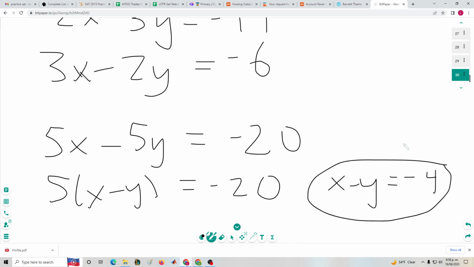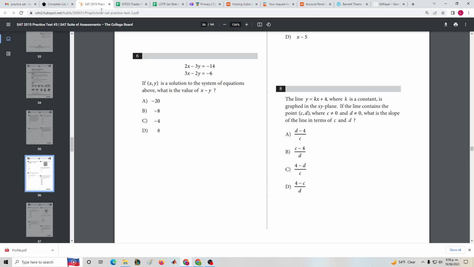So by using these tricks, you will be able to go through the test faster, and you will also reduce the number of errors you make on these problems. That's it for this problem. The answer here is C, negative 4.